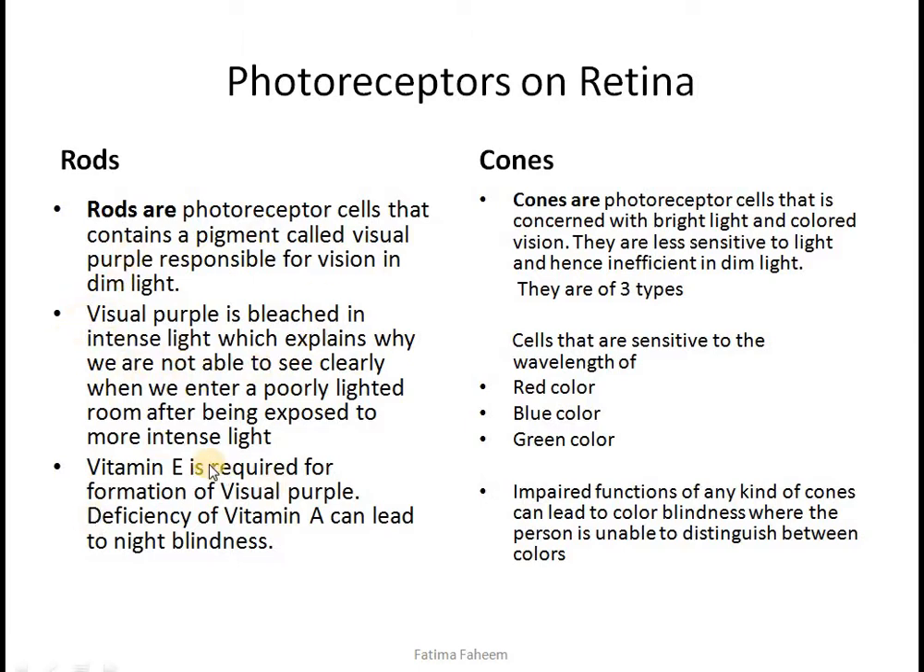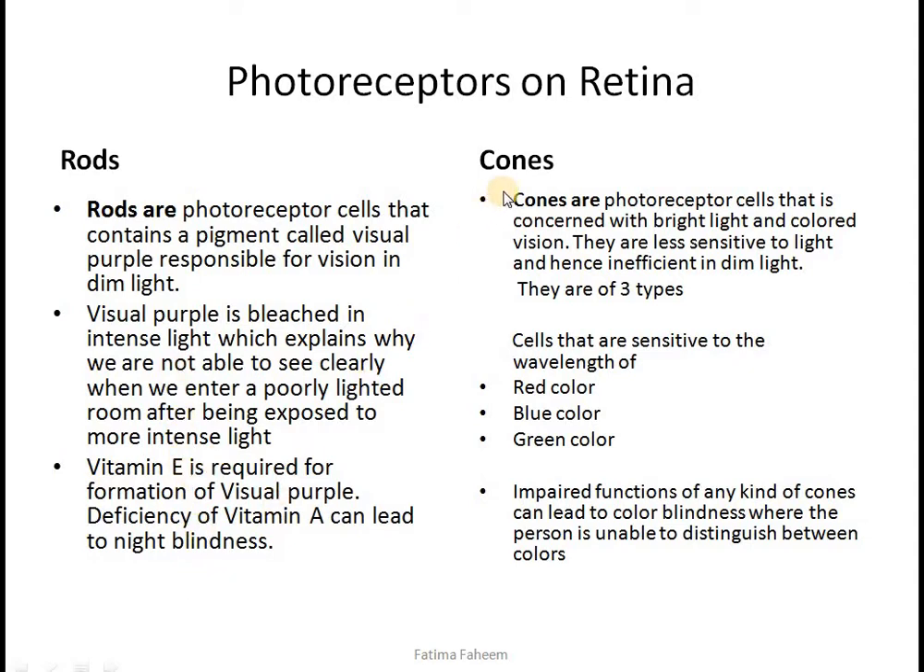And what do we need for its formation? We need vitamin E. So deficiency of vitamin E would lead to night blindness, because vitamin E deficiency would lead to less formation of visual purple, which allows you to see in dim light. Since you are lacking it, it will lead to night blindness. This was all about rods.